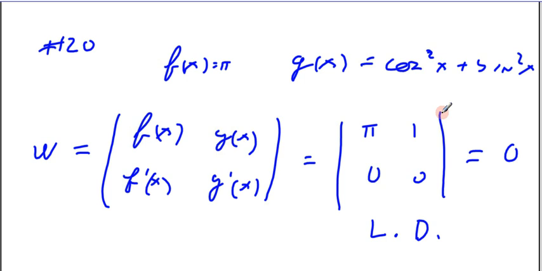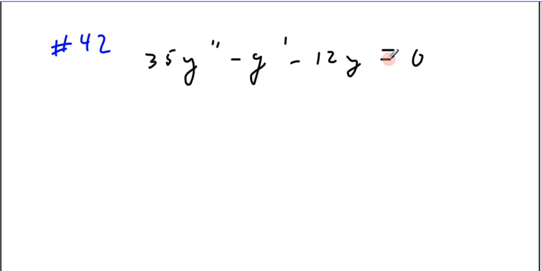Okay. You know, we're going to go on to 42. Yeah, sometimes the problems, as you get deeper into the section of problems, they just get easier. Sometimes they get harder, but those things happen. Okay, so I got 35 y double prime minus y prime minus 12y is equal to 0. And I don't have any initial conditions, so that means when I get my C1 and C2, I don't have to solve for them, which is really cool.